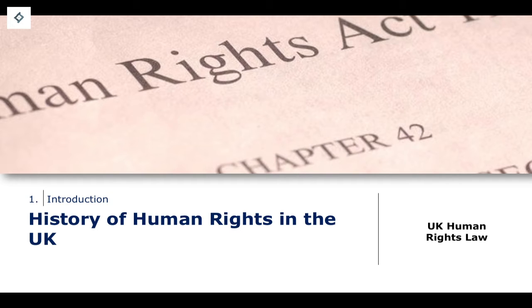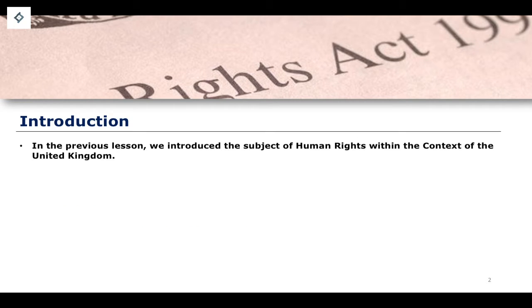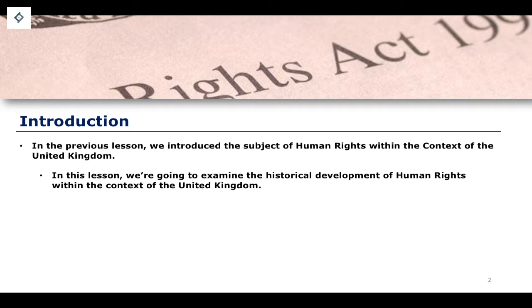This lesson is going to talk about how this actually operates from a historical perspective, talk about some of the major historical developments in human rights law from the United Kingdom, or from England and Wales into the United Kingdom, which we eventually get to. So, ultimately, in the previous lesson, we introduced the subject of human rights within the context of the UK, and we're going to talk about the historical development.